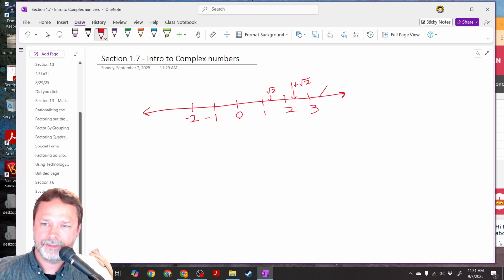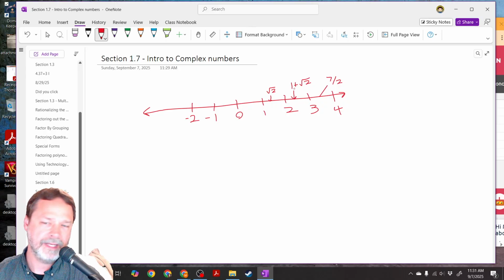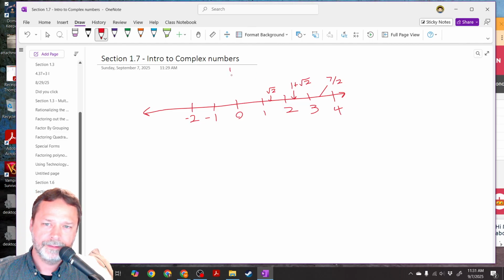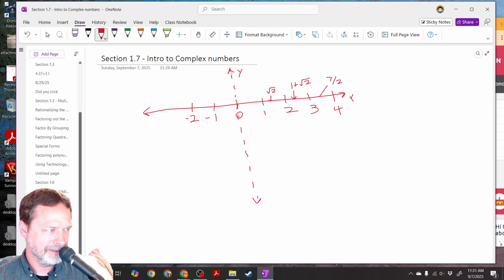Or we can have stuff like, right there, let's say that's 7 halves. We could say 4 is here. So we've got our fractions, we've got stuff we can't write as fractions, every number on the number line. But it just so happens, it's not all the numbers. If we draw another axis here, so we've got an X, and we can treat this kind of like a Y, there are actually numbers that are not on the number line. They're hanging out above the number line, below the number line, below 0, above 0. We've got numbers all over the place.